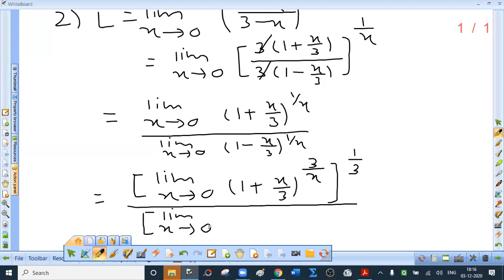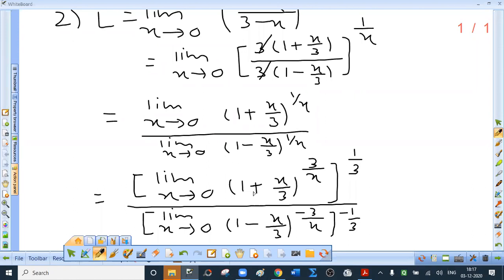Limit x tends to 0, (1 minus x upon 3). Its reciprocal, minus 3 upon x, is the required index but not original. To get original, raised to minus 1 upon 3. I'll explain this once again. Why use a rectangular bracket also? Because limit of power is power of limit.